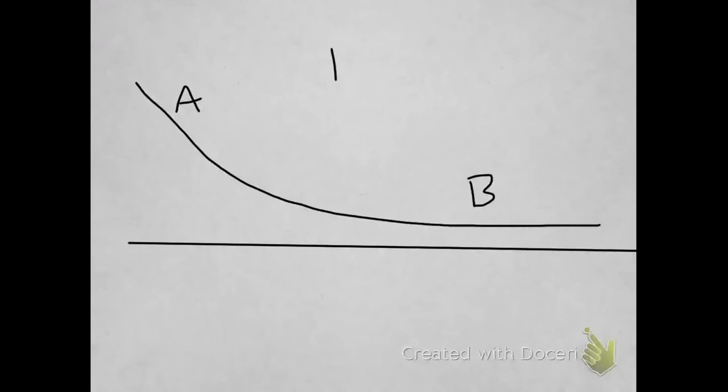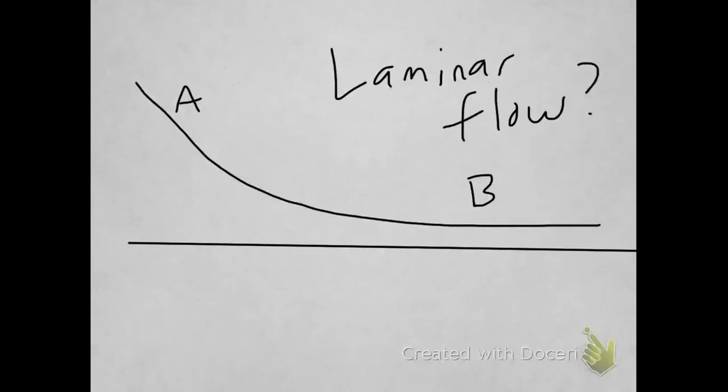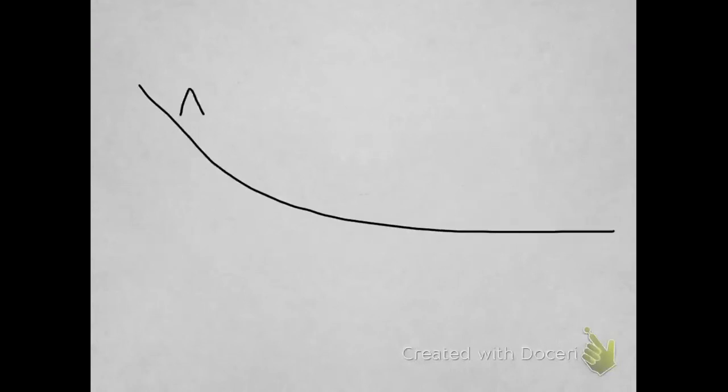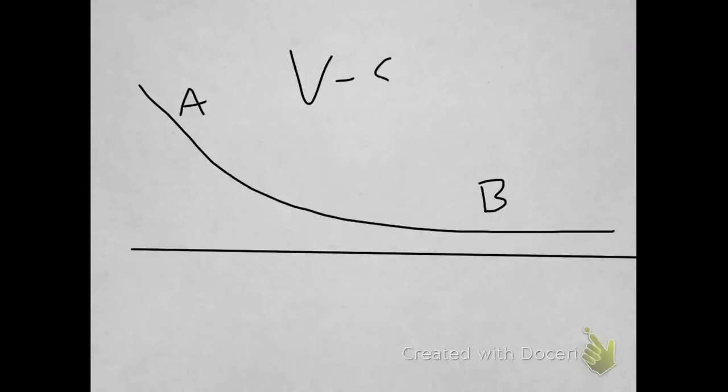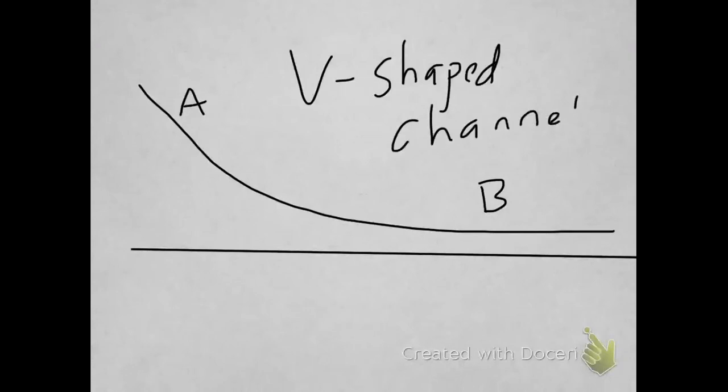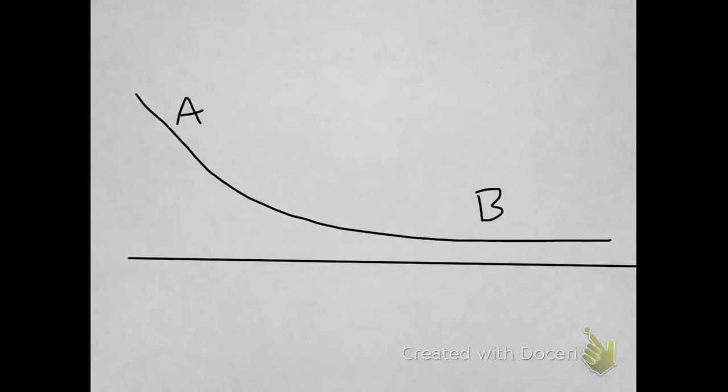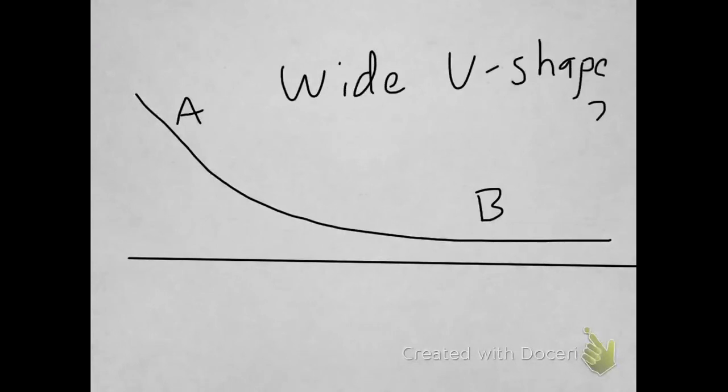So here's the same picture, but a different question. Where are you likely to find laminar flow, smooth flowing water? So that's B. Okay, A and B again, but this time I want to find a V-shaped channel. Which one is V-shaped? Okay, that's A because the water is flowing very fast. Okay, A and B again. Where are you going to find a wide U shape? Okay, that is B.